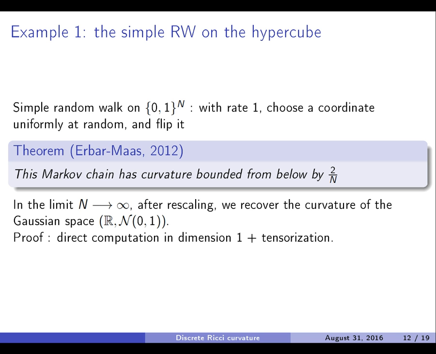So the proof of this result by Erbar and Maas is, for n equals 1, this is just a two-point space. You can do direct computations. And then you have the tensorization property to recover the result for any n.